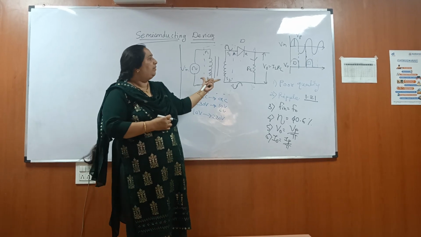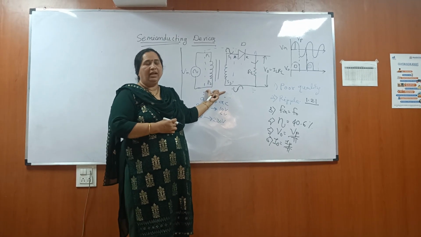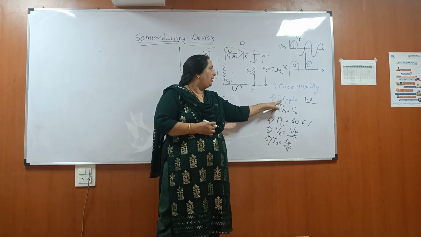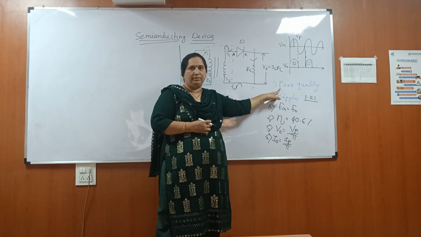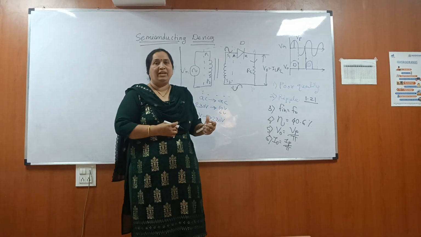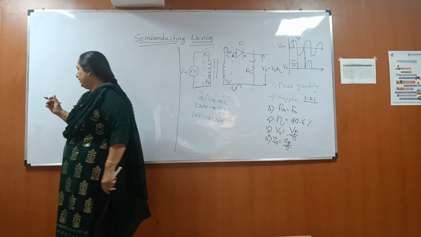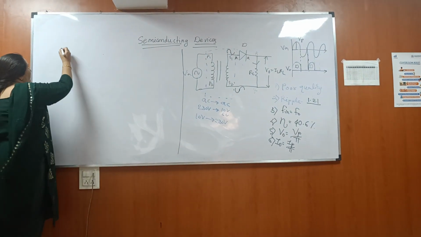Now we have studied the half-wave rectifier. In the half-wave rectifier, efficiency is very low and the quality of DC is poor. So we can get better quality DC by using a full-wave rectifier. Now the full-wave rectifier circuit diagram is like this.